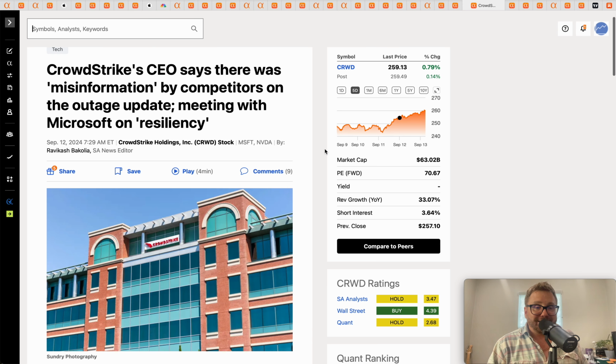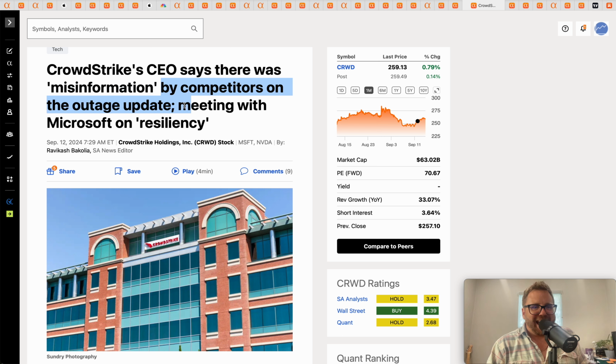Now, CrowdStrike's CEO. Look, CrowdStrike's stock took a big tumble, but it certainly has found some footing. And he said there was, quote, misinformation by competitors on the outage update. He sounds like one of these people that works for the government. Look, CrowdStrike, your software didn't work. It caused some problems. Just own it and tell us what we're doing. Says they're going to meet with Microsoft on resiliency.